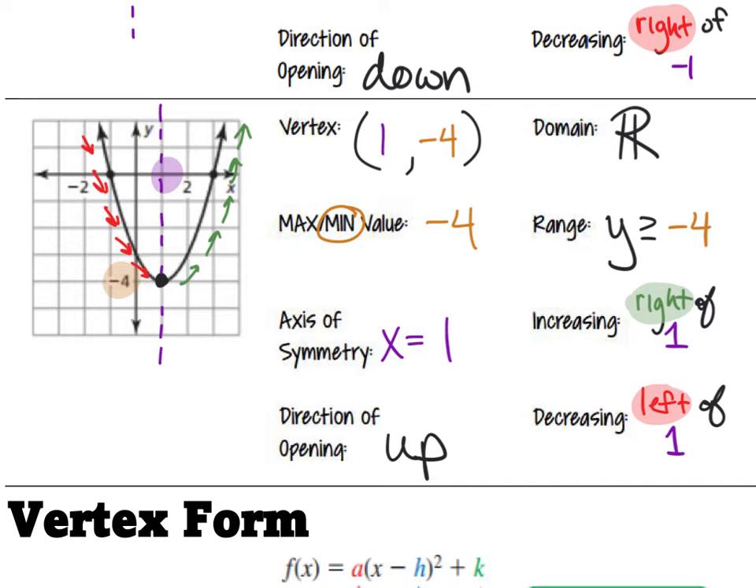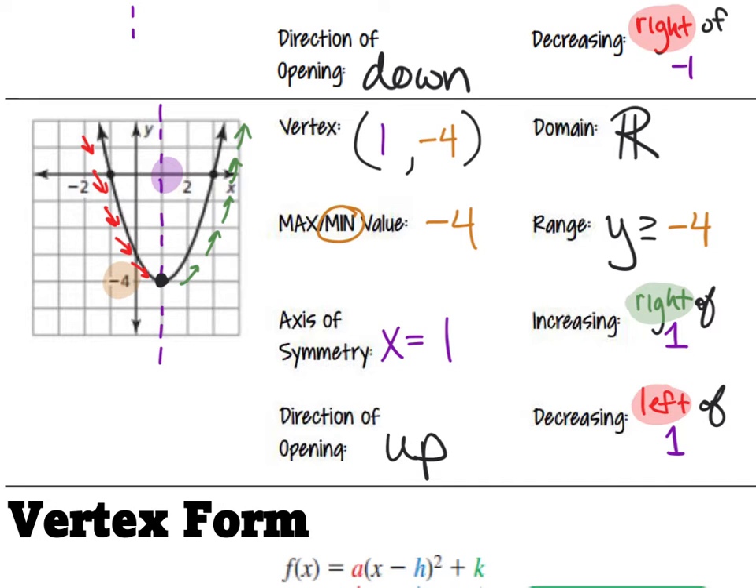I even annotated my graph, which is really helpful to do, especially with the increasing and decreasing stuff, to draw the little arrows of whether you're going up or down, or color coding it red and green, red for down, green for up. I kind of like doing that. So we have a vertex here at 1, -4. Once we have the vertex, we have a lot of different answers. We have that this is a minimum value at -4, that's as low as it goes.